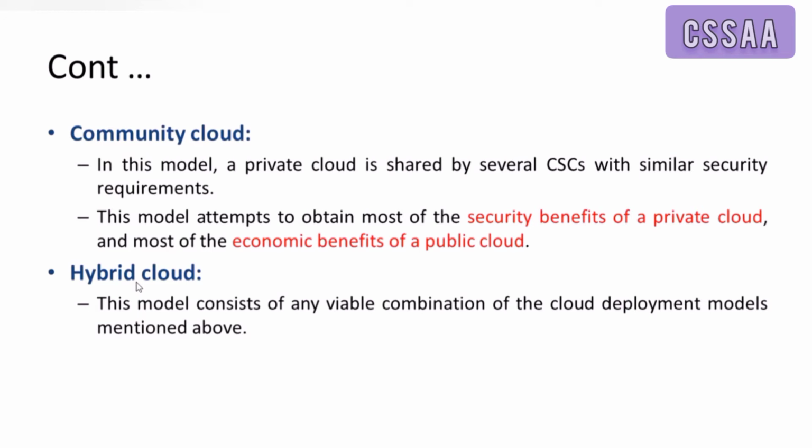The third model is the community model. In this model, a private cloud is shared by several CSCs with similar security requirements. So this model gets most of the security benefits of private cloud and most of the economic benefits of public cloud. Hybrid cloud consists of any viable combination of the cloud deployment models mentioned above. That is a mix of public, private and community.